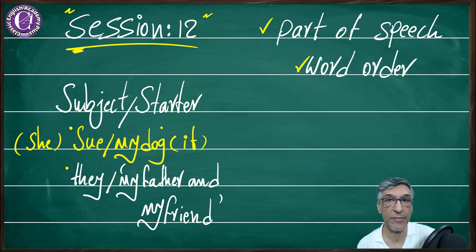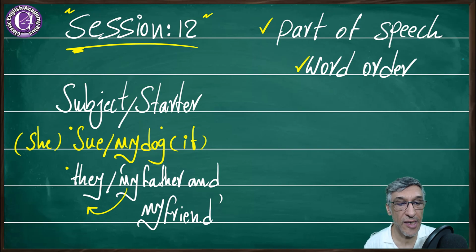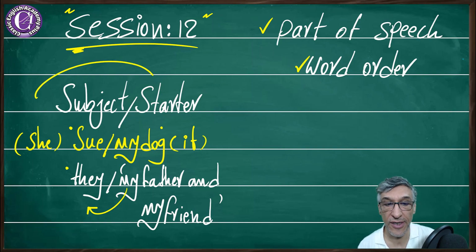Both my father and my friend, well, they are they. They're not here. We are talking about them. Maybe they are sitting beside us, we do not know, but we call them they. This is the subject and the starter of the sentence.